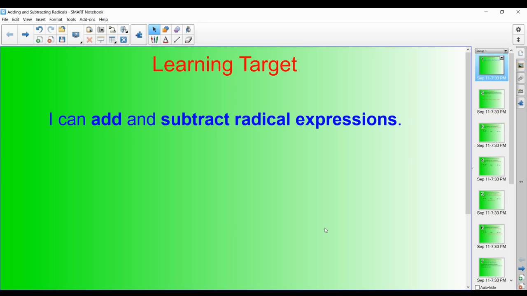Hi everyone. Today we're going to learn how to add and subtract two or more radical expressions. So we're going to take what we've learned about simplifying radical expressions, use that, and then also combine radical expressions if possible.